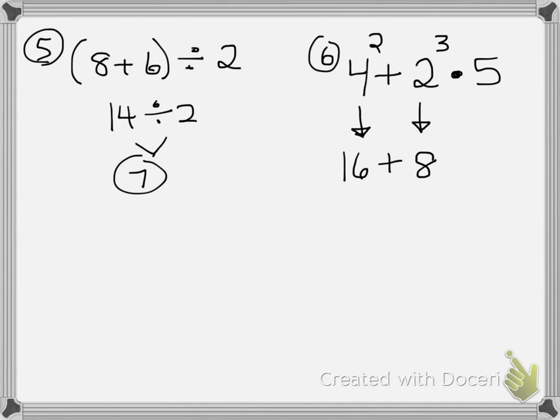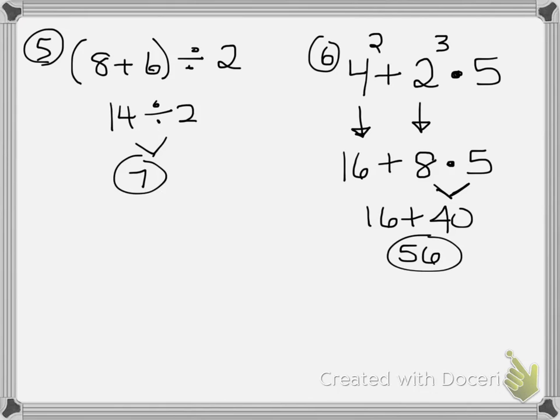Notice I'm bringing the plus sign down, the times sign, and the number 5. It's like having a brand new problem: 16 plus 8 times 5. Now in that order, multiplication is done first. That's 40. Now you're allowed to add the 16, and that's 56. Just adding more and more operations inside the problem.